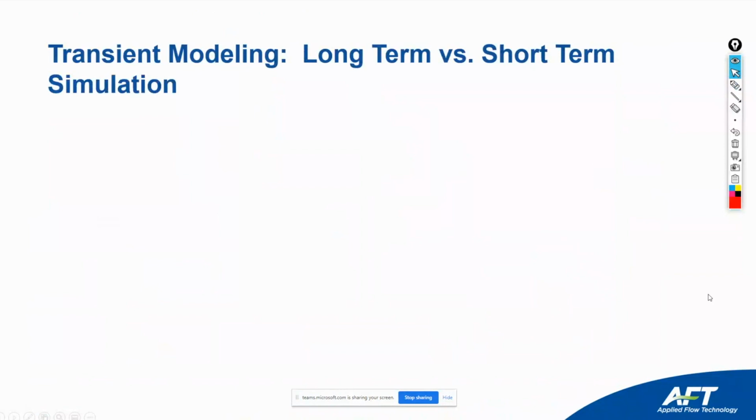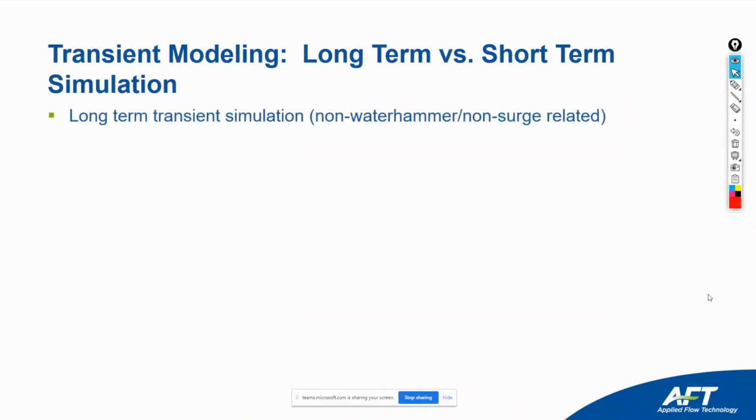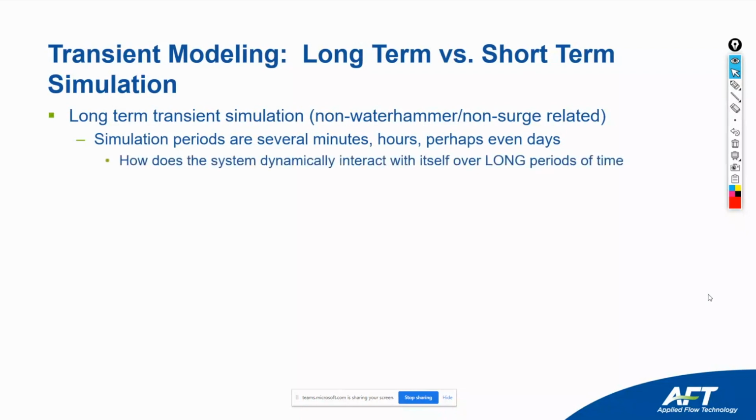All right, now let's talk about transient modeling. There are two different types of transient analysis that you can do, and I like to call it long-term versus short-term simulation. A long-term simulation is non-water hammer and non-surge related. This is where you're doing a simulation for several minutes, hours, perhaps even days, and you want to see how the system dynamically interacts over longer periods of time.